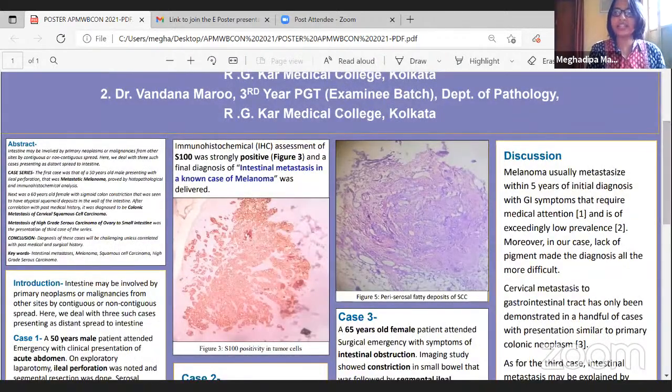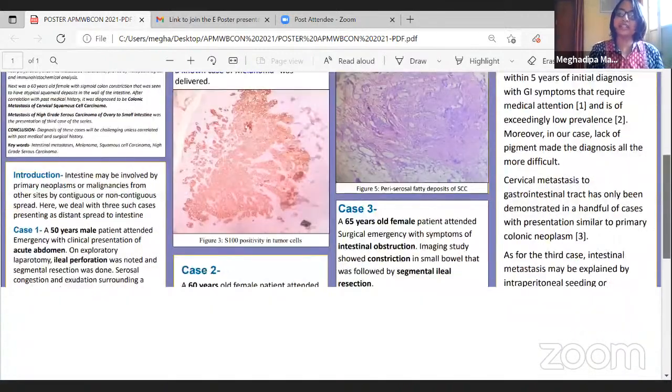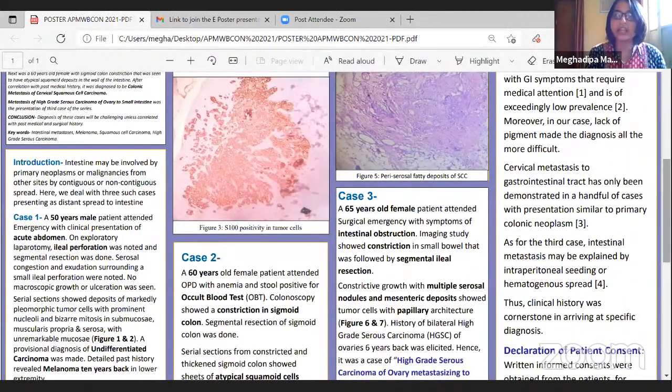We can see that there are few cases where the melanoma has metastasized in the GI with manifestations in the first 5 years. But in our case, the time lapse between the initial diagnosis of melanoma to the GI manifestation was 10 years. There are also few cases of cervical metastasis to the gastrointestinal tract with GI manifestations like our case.